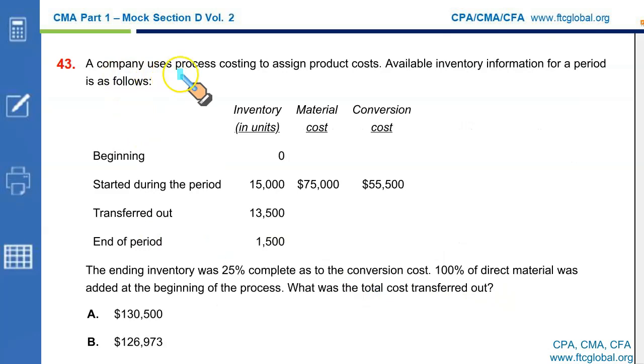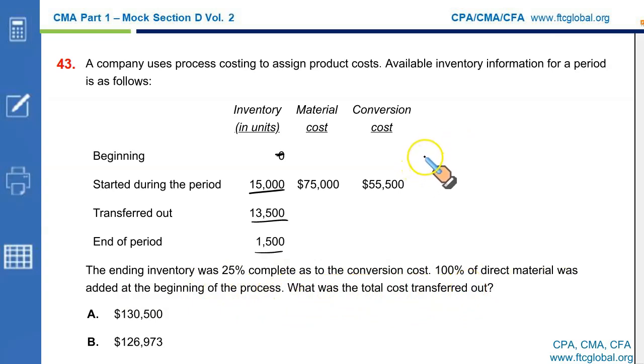A company uses process costing to assign product cost. Available inventory information for the period is as follows. We have no beginning work in process. That means the units started 15,000, completed 13,500, and the ending work in process clearly is the balance between 15 and 13.5. Okay, what are we required to do? The ending inventory was 25% complete as to conversion cost. 100% of direct material was added at the beginning of the process. What was the total cost transferred out?